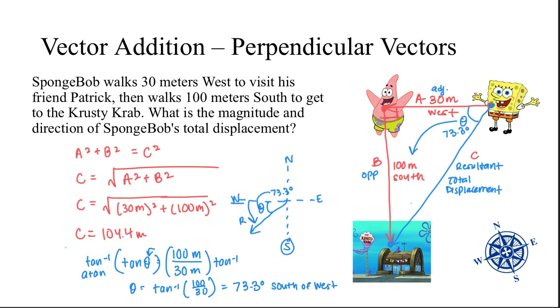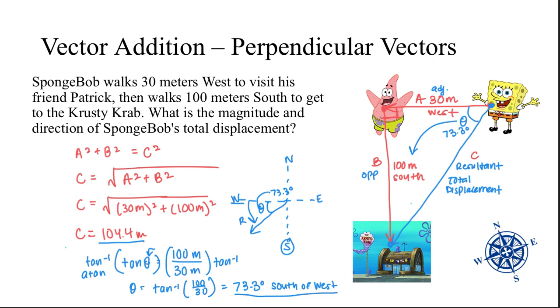So please make sure that you feel comfortable reporting this direction. If you need to review this, please look at my previous video. So that would mean then SpongeBob's total displacement is 104.4 meters at 73.3 degrees south of west.